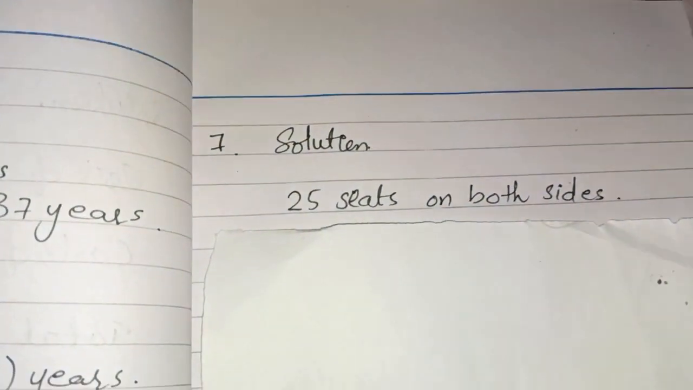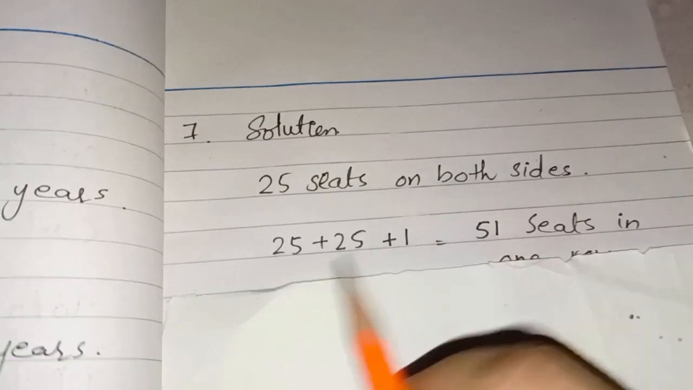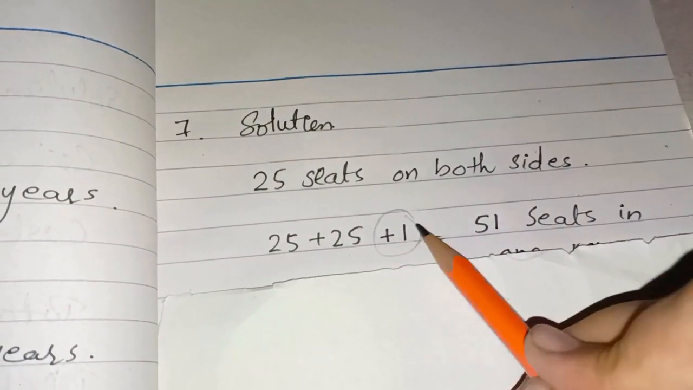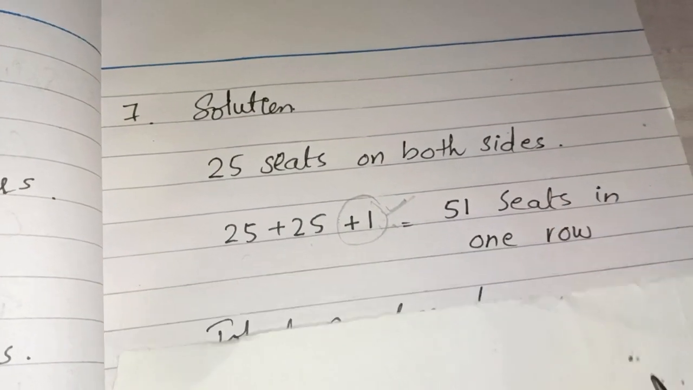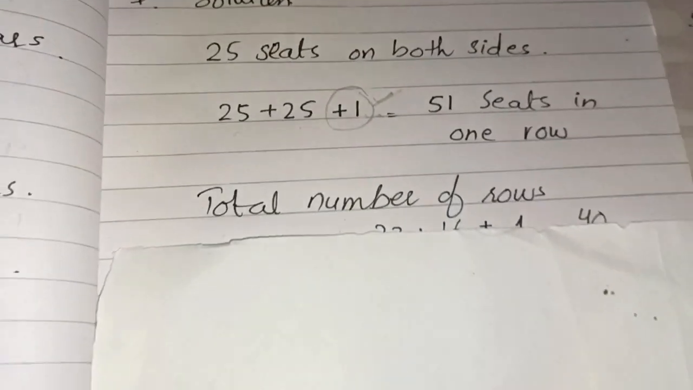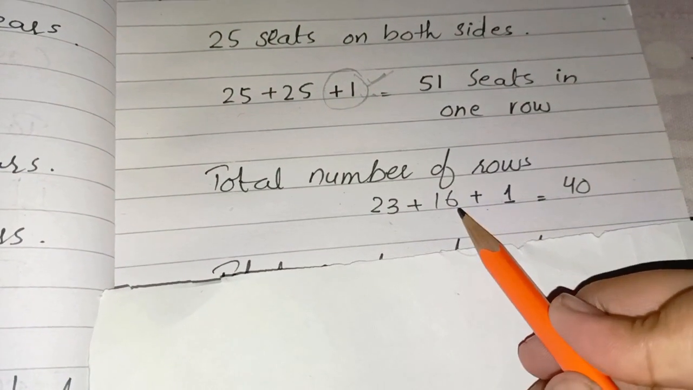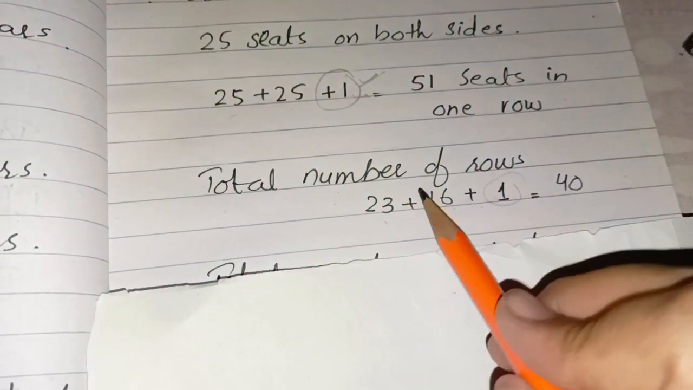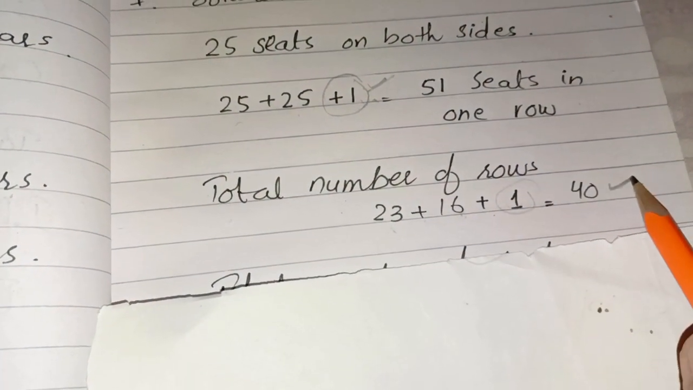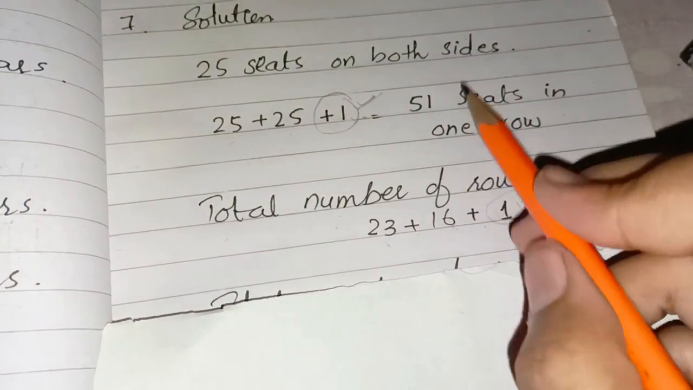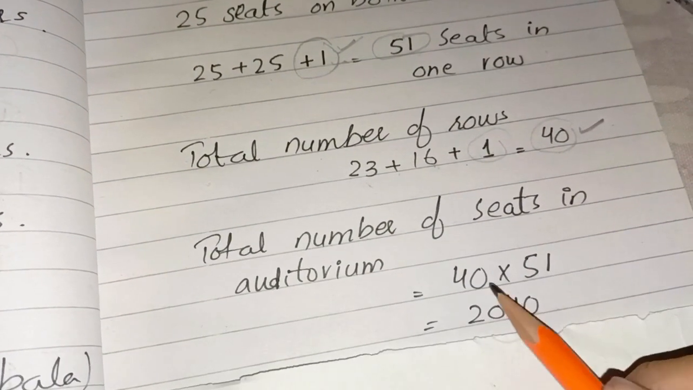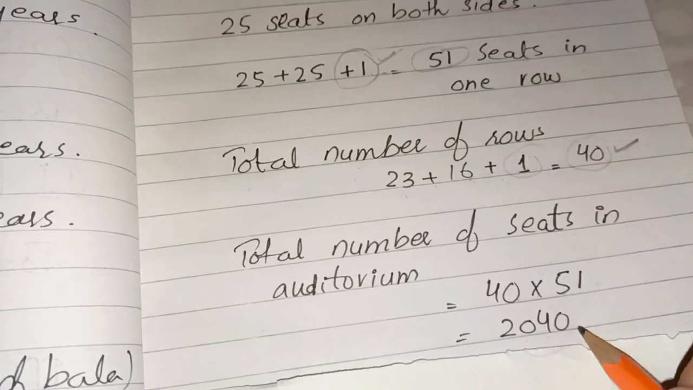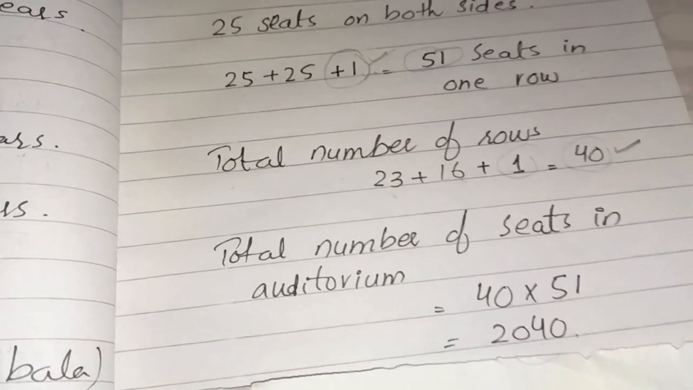Explain. So here we have 25 seats on both sides. It means 25 plus 25 and 1 is the seat on which Siti is sitting. So 25 plus 25 plus 1 is 51 seats in one row. Now the given rows: 23 plus 16 plus 1 row completes the column, which is 40. Now we have 40 rows and in each row we have 51 seats. So let's multiply to get the total number of seats. 40 multiplied by 51 is 2040. It means in the auditorium 2040 seats are there.